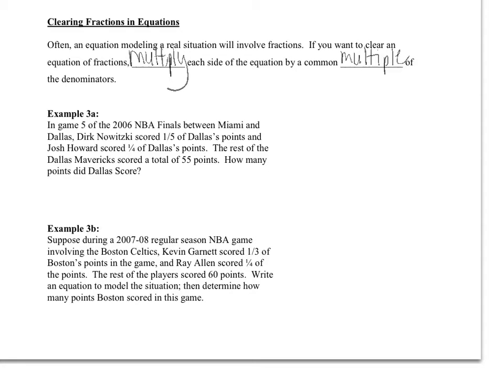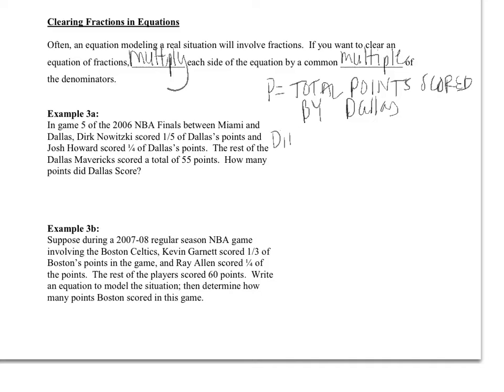Example 3a. In Game 5 of the 2006 NBA Finals between Miami and Dallas, Dirk scored 1/5 of Dallas's points and Josh scored 1/4 of Dallas's points. The rest of the Dallas Mavericks scored a total of 55 points. How many points did Dallas score? So let's say that P equals total points scored by Dallas in the game.